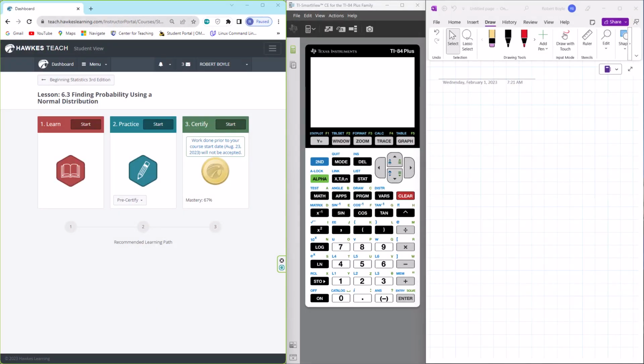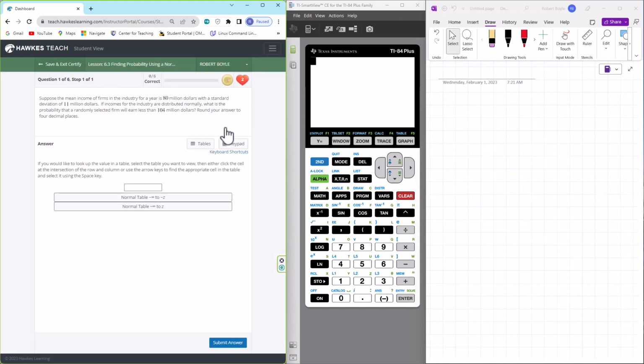Hi everybody. In this video we will do our homework for section 6.3, finding the probability using a normal distribution. And as you can see, I have my homework screen set up. Here's Hawks, here's my calculator, and here's my doodle sheet called OneNote. So let's go into Certify and see what we have to do.